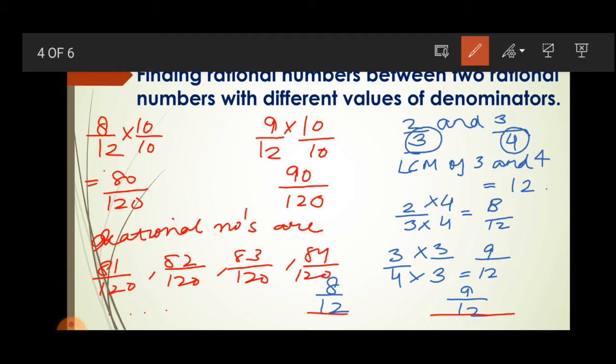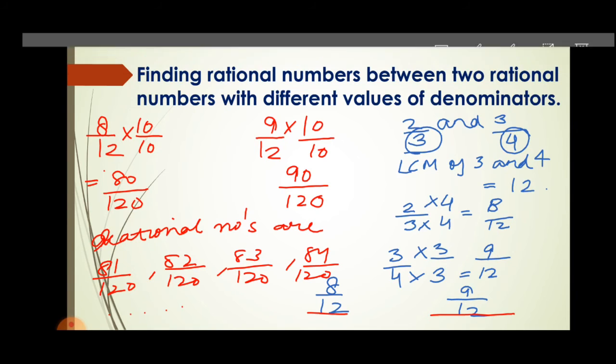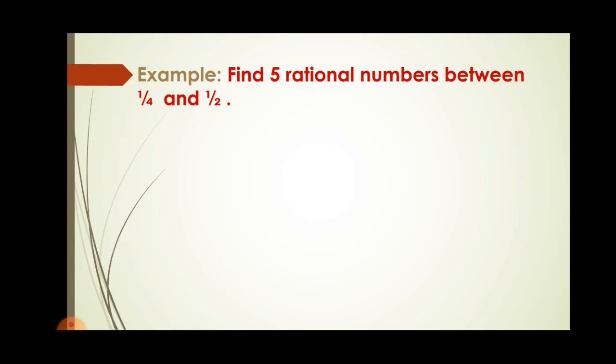Now one more example. Find 5 rational numbers between 1 by 4 and 1 by 2. Now the denominator of 1 by 4 is 4 and the denominator of 1 by 2 is 2. So the LCM of 4 and 2 is 4. Here the denominator is 4, so no need to change this fraction.